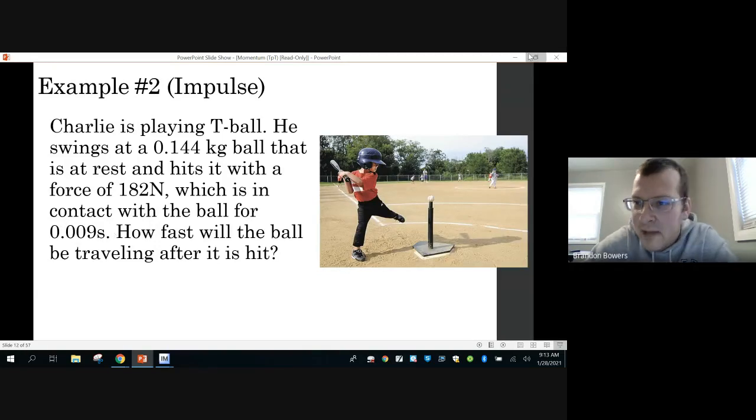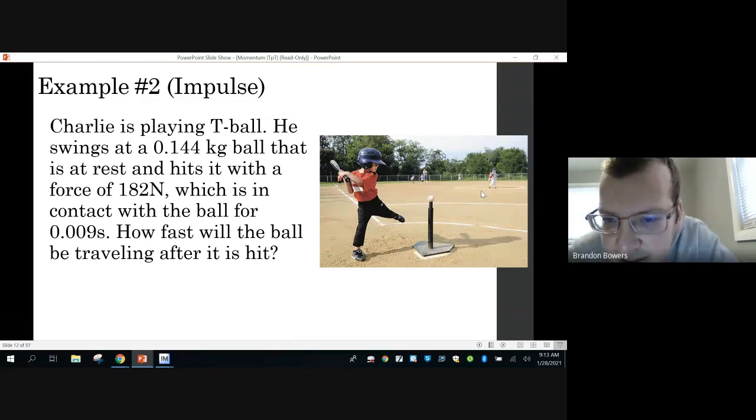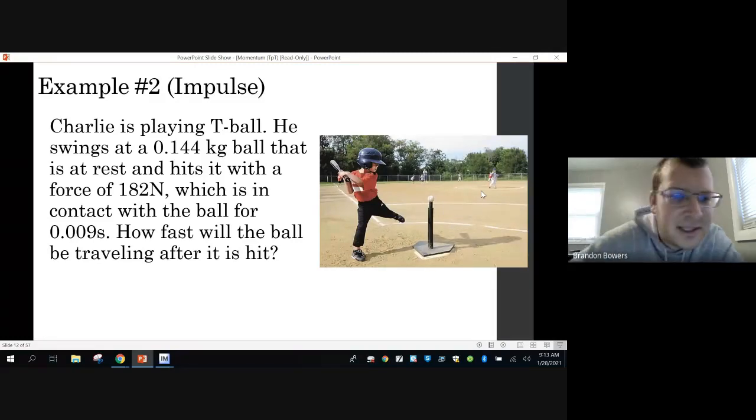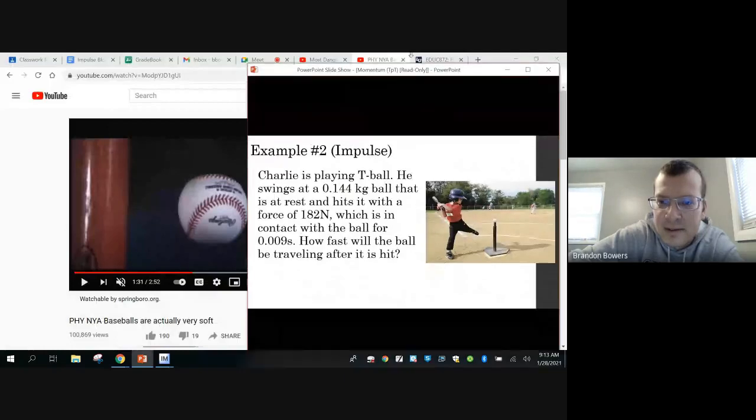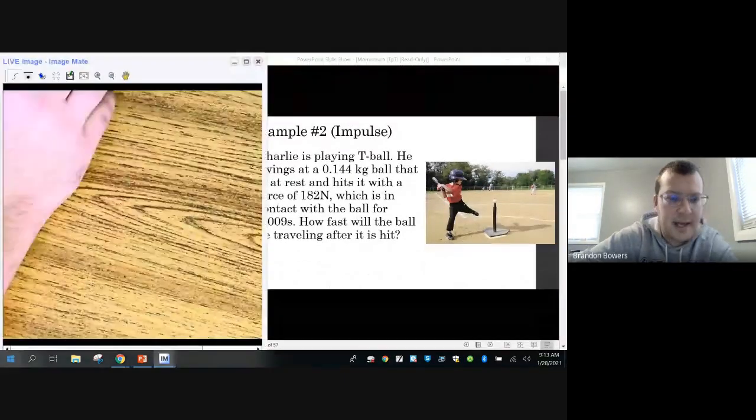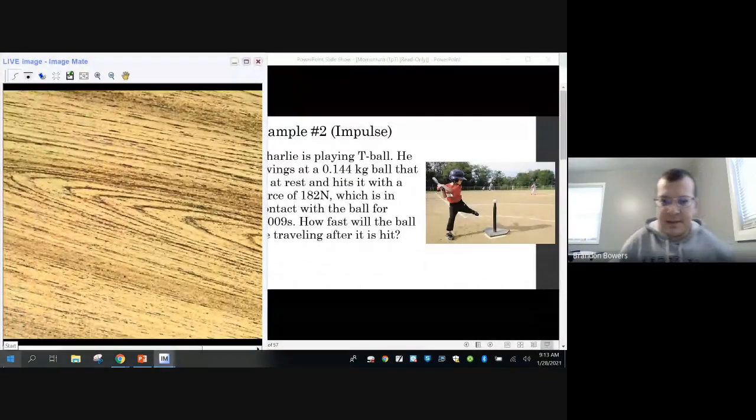I'm going to do one mathematical example so you know how to calculate it for today's experiment. If you see this example, Charlie's playing t-ball. Awesome. He's about to crush a home run over that fence. I don't think any kid out there is paying attention to this kid hitting the ball. That's just silly. All right, so Charlie is playing t-ball. I'm going to pull this up and get a piece of paper.